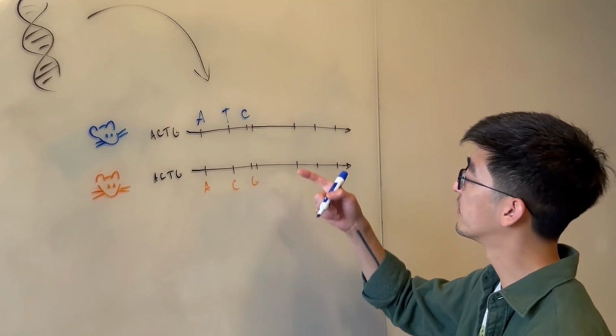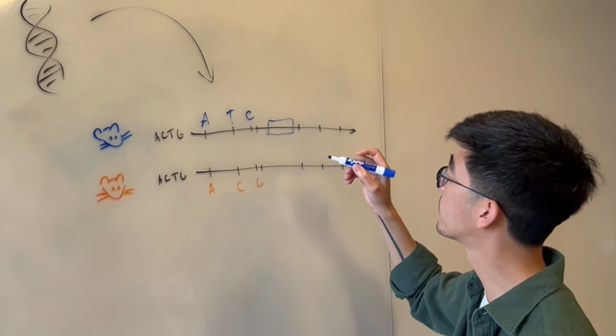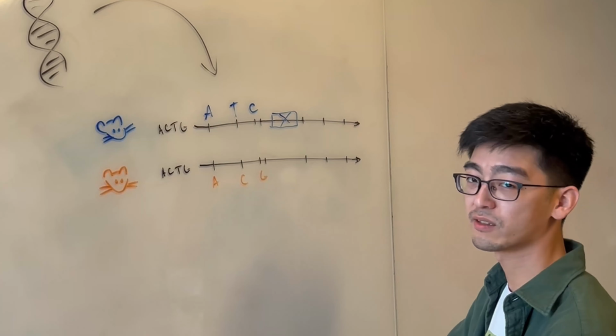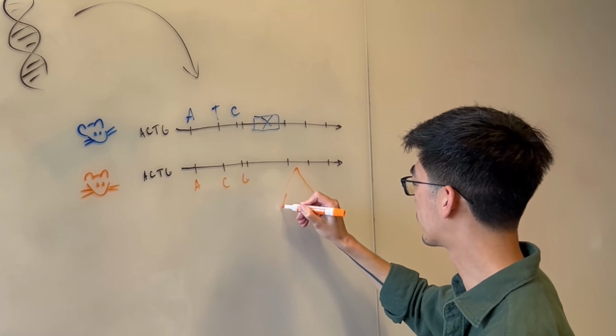For example, this rat might have this whole genetic sequence deleted, and then this rat might have a whole piece of genetic sequence inserted into it.